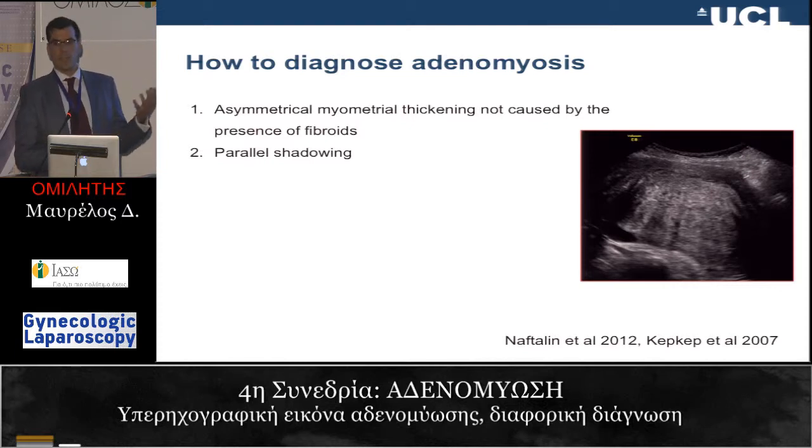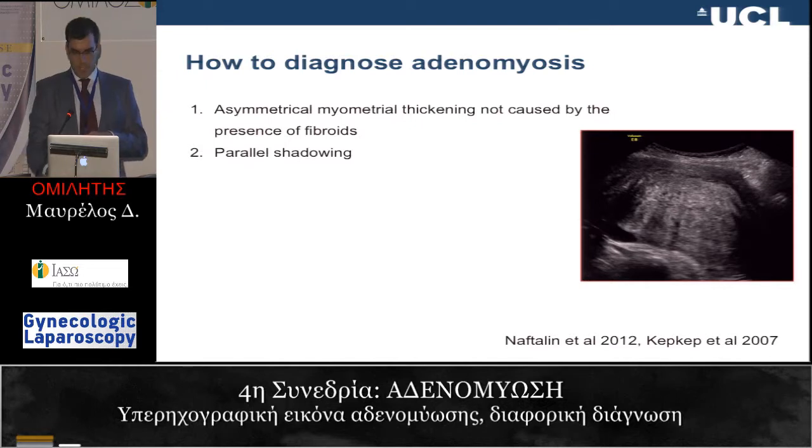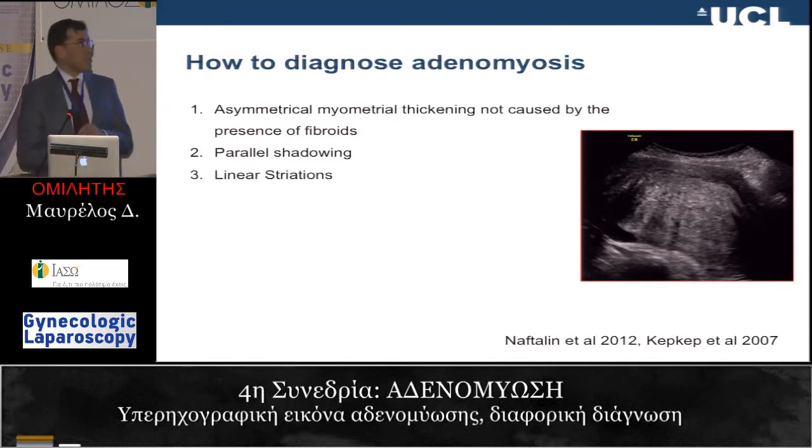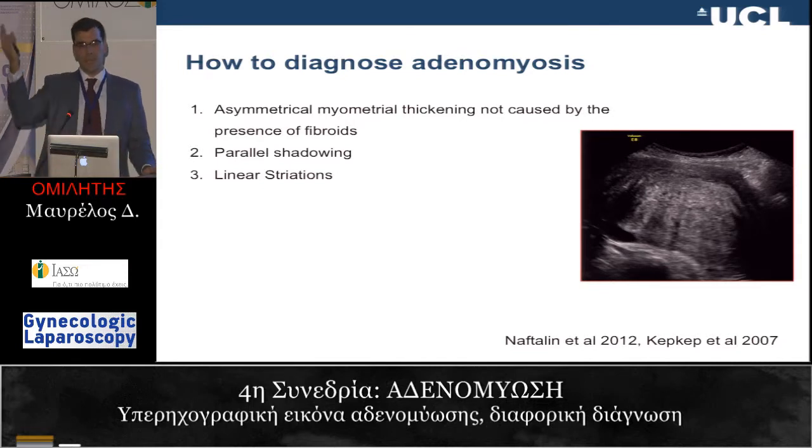Presumably the presence of these glands in the myometrium gives this effect of the rising sun, if you have ever stayed up late in Greece to watch the sunrise out of the Aegean. So you see these rays just like you see in the sunrise on the sky. Then you get linear striations, and I'll show you an example of that. Essentially, these are strands of endometrium migrating into the myometrium, and that is visible on a high-quality transvaginal ultrasound.